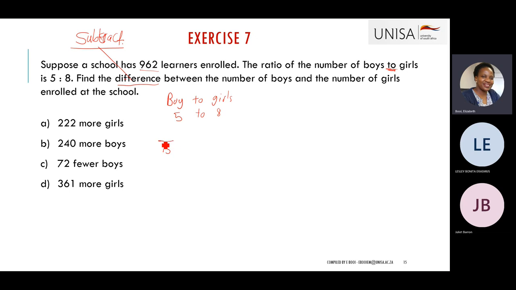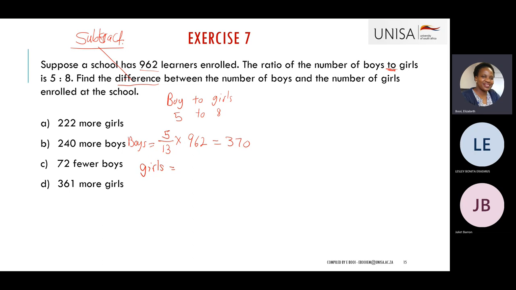5 plus 8 is 13. So it will be 5 divided by 13 for the boys, multiplied by 962. And this will be boys, right? So how many boys are there at the school? They are 5 divided by 13, multiplied by 962. They are 370 boys.